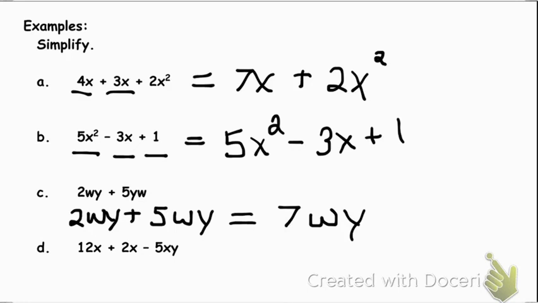Then for D, we have 12x plus 2x minus 5xy. Our only like terms here are these two. So the 12x plus 2x would give me 14x, and because there is a y involved in this term, because it's 5xy, they're not like terms, so we can't subtract it or add it together. So we're just going to leave it as 14x minus 5xy.